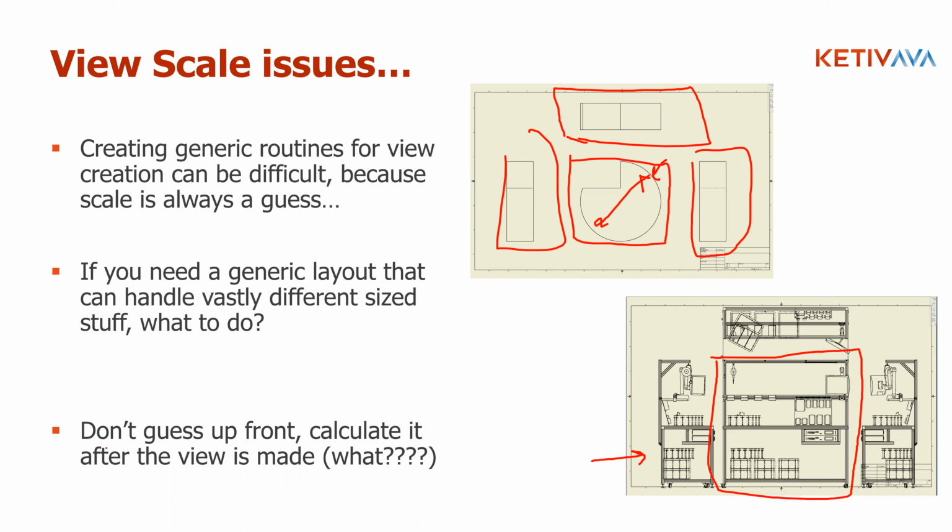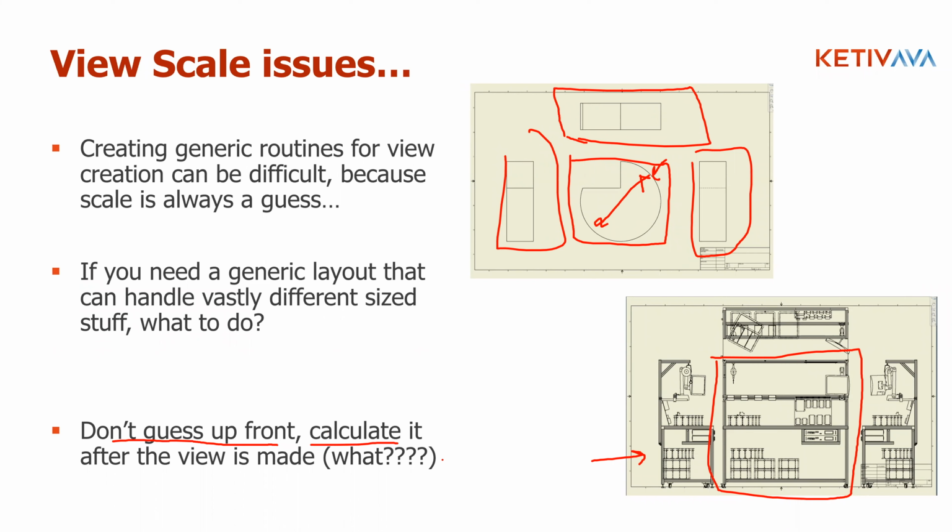So we've got around this, and the other thing is that you usually want to fit each of these within a specific size of space on the sheet. You don't want it to go any bigger than that size. You want to make sure that it doesn't go any smaller than that size, because then you've got a lot of white space. So we've given up here at KETIV guessing up front what the view is. We create the view and then we calculate it.